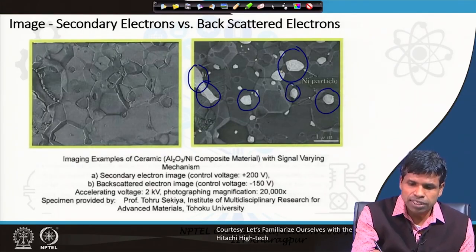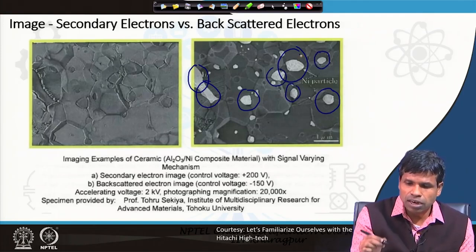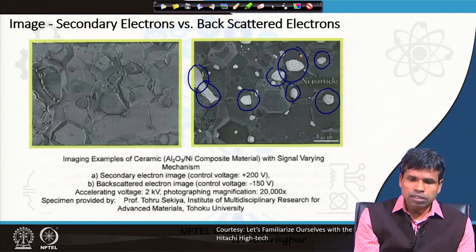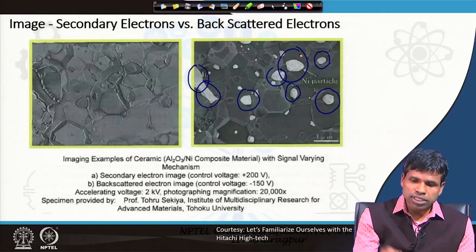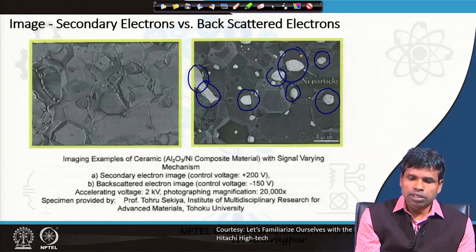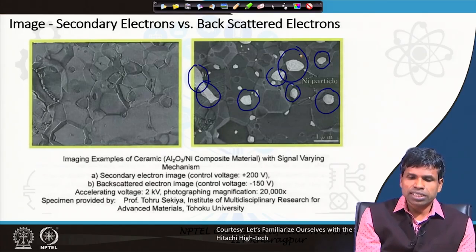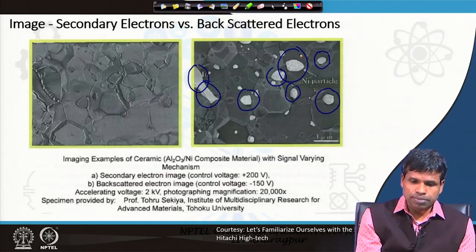And these brighter regions indicate the material which has higher atomic number in the sample. The backscattered electron image will not be able to tell from which atom these signals are coming, but it can say that these brighter regions are from higher atomic number atoms in the specimen.